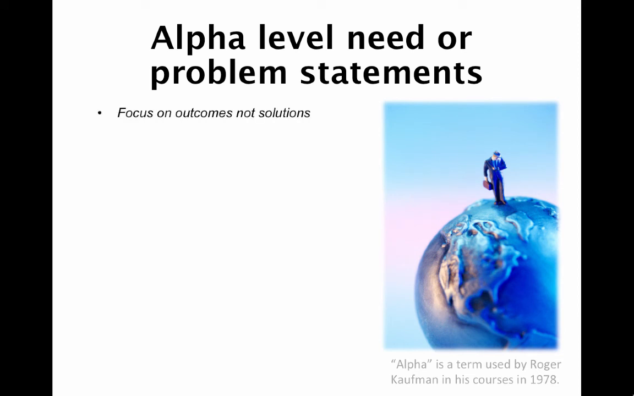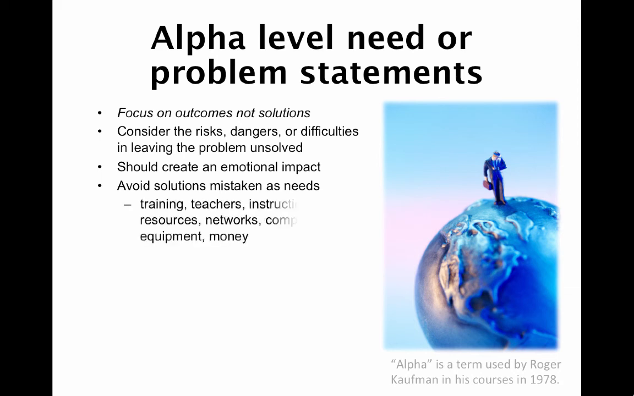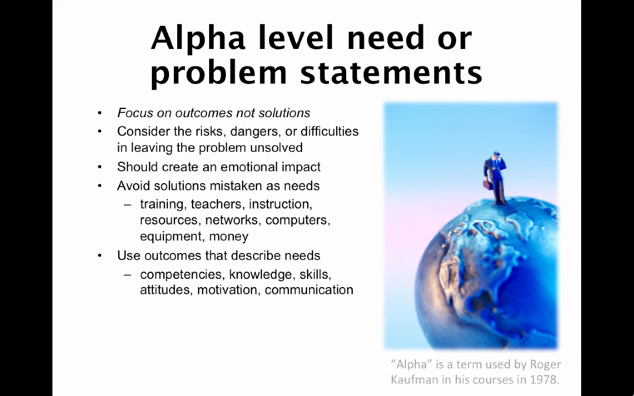First of all, it's important to focus on outcomes, not solutions, when we write our problem statement. Consider the risk, the dangers, or difficulty in leaving the problem unsolved. Your problem statement should create an emotional impact. Make sure you avoid solutions that are mistaken as needs, such as training, teachers, instruction, resources, networks, computers, equipment, and money. If any of these words are in your problem statement except as a gap, then it's probably not correct. Make sure to use outcomes that describe needs. Things like competencies, knowledge, skills, attitudes, motivation, and communication.